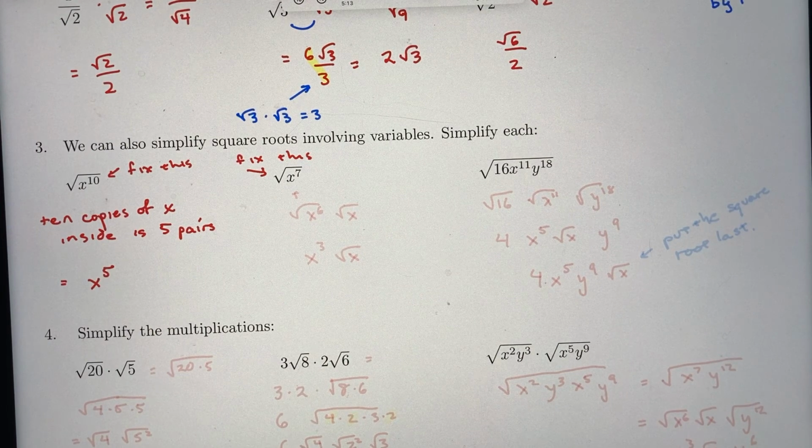Okay, what about x to the 7th when it's not an even number? I'm going to say this is x to the 6th and a leftover x. So what I have then is x cubed times a leftover root x. So it's a lot like the numbers. Let's see, we do this one bit at a time.